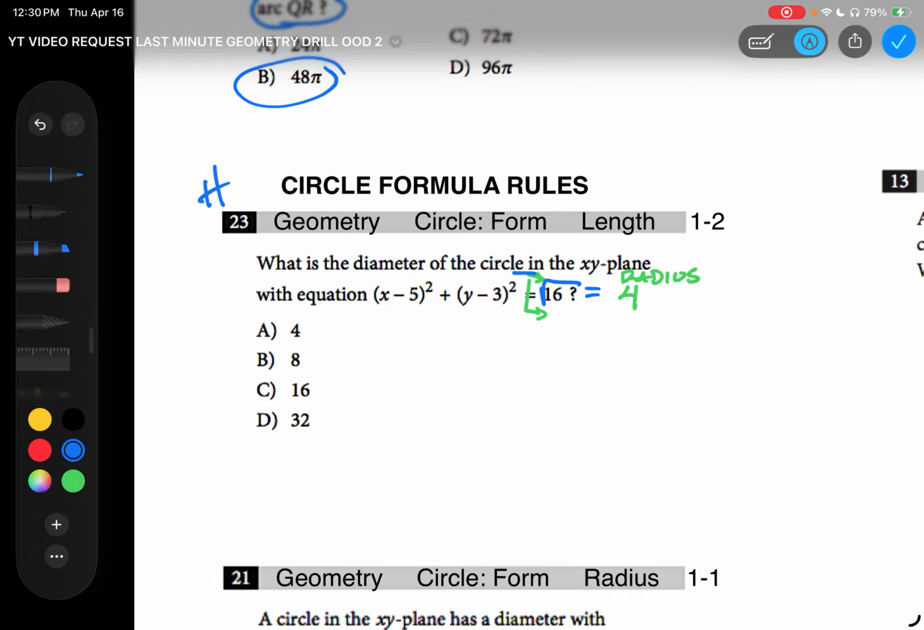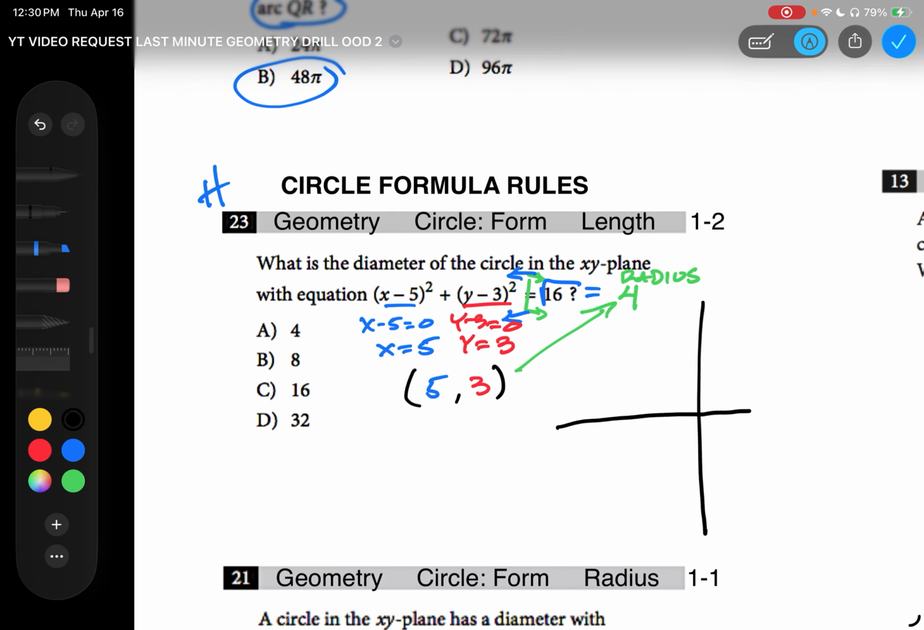Now, on the left-hand side of the equal sign, they're showing us our coordinate points. Let's go with this x minus 5. If I set x minus 5 to equal 0, then x would equal 5. So the x coordinate for the center of my circle is 5. So what's going to be my y coordinate? Set that to equal 0. y minus 3 equals 0. So y equals 3, positive 3. So my coordinates for the center of my circle are (5, 3), and my radius is 4. If I were to draw this on an xy coordinate plane, let's go with the center of our circle.